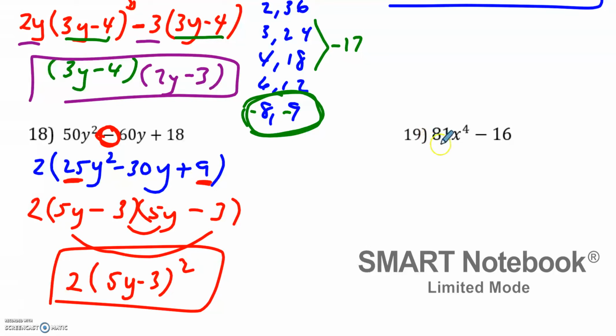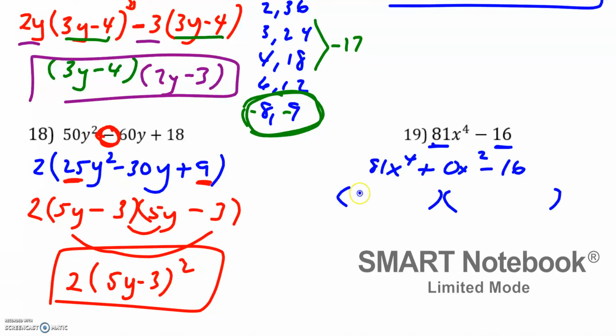Number 19, I notice that I do have x to the 4th, which is a little intimidating, but let's still go through our checklist. We do not have a greatest common factor, but again, we do have perfect squares. This problem is really saying 81x to the fourth plus 0 in the middle minus 16, technically 0x squared if we're doing standard form. I can go straight to two parentheses.